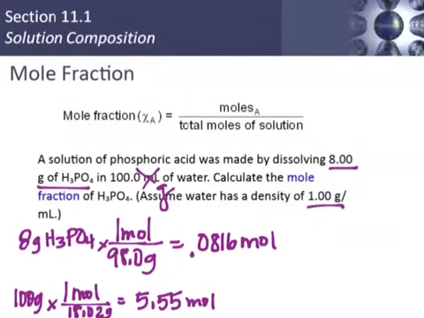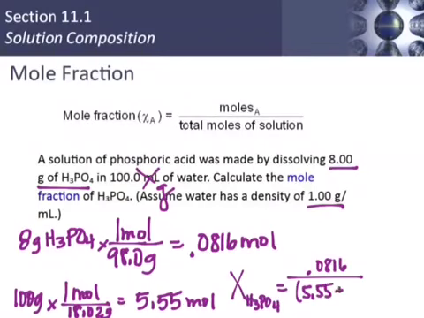And the mole fraction we care about is for H3PO4. So X, which is mole fraction for H3PO4, is equal to 0.0816 over the total number of moles. 0.0145. And there are no units.